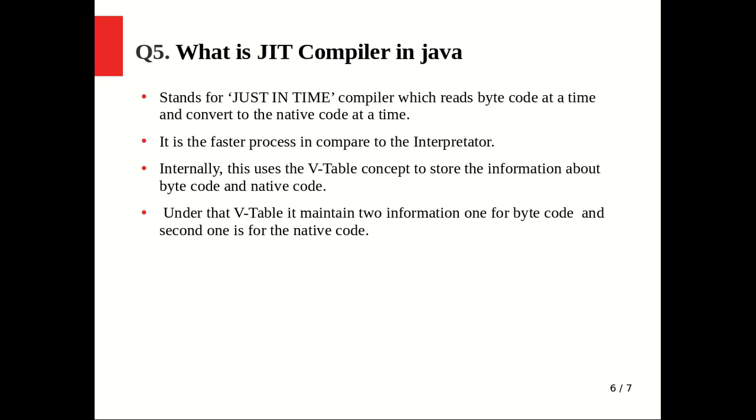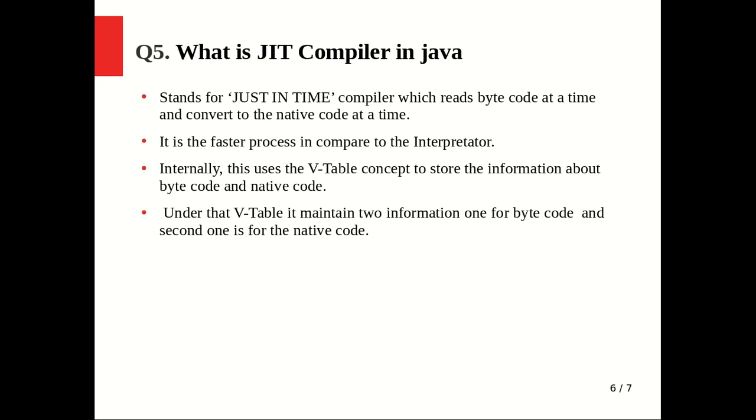So this is a faster process. Internally, it uses a V table concept to store the information about the byte code and the native code. So what is a V table? A V table is a virtual table. In Java, the just-in-time compiler maintains a virtual table internally to read the byte code at a time and then convert it to native code.